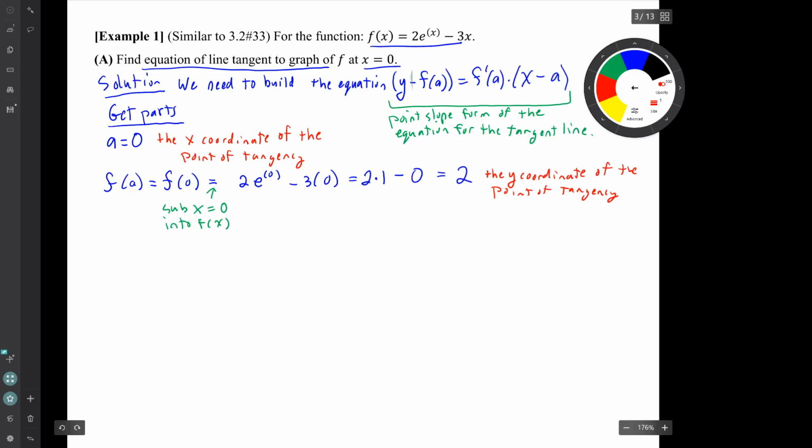The last part we need to find is this, f prime parentheses a. That does not mean the derivative of a. It means the derivative at a. In other words, we have to find the derivative f prime of x and then substitute in x equals a. So before finding this, we have to first get f prime of x.